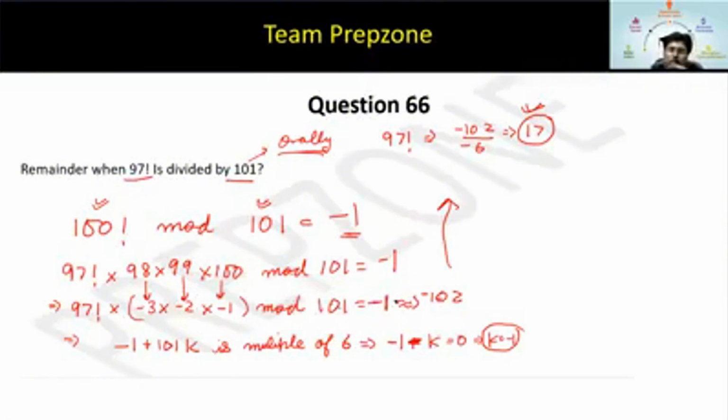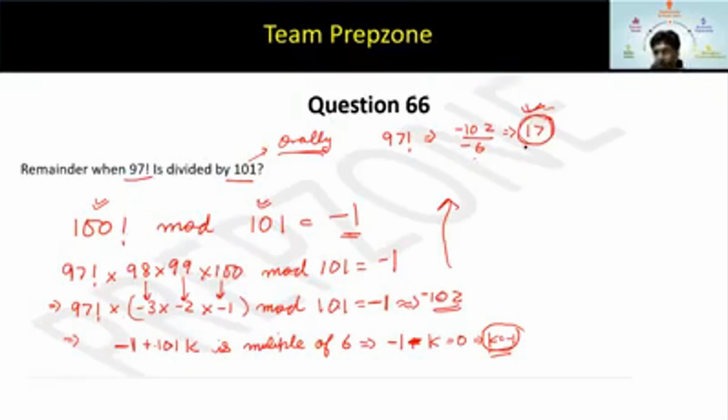So I want to make the RHS a multiple of 6. What we will do? Minus 1 plus 101k is a multiple of 6. Just divide it by 6. So minus k equal to 0, and the value of k is minus 1. If the value of k is minus 1, this becomes minus 102. So 97 factorial becomes minus 102 upon minus 6, which is 17.